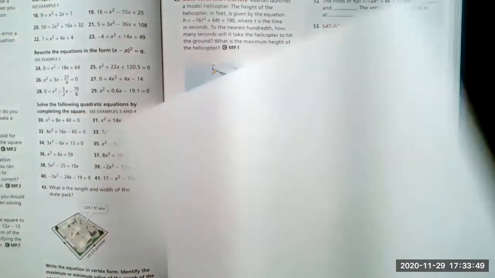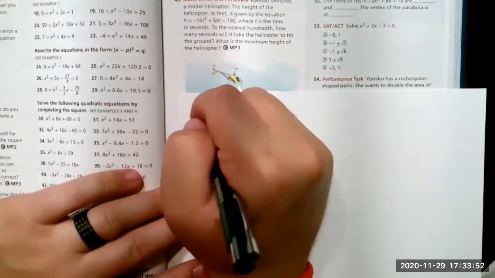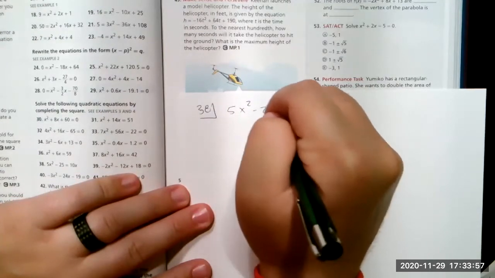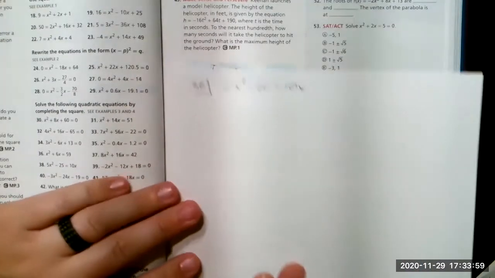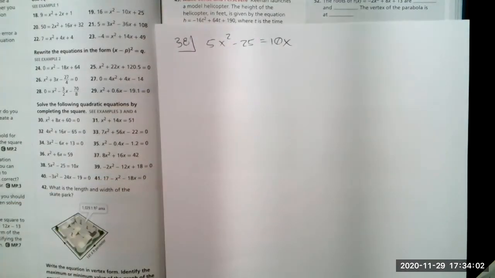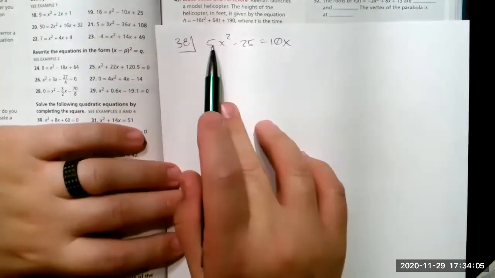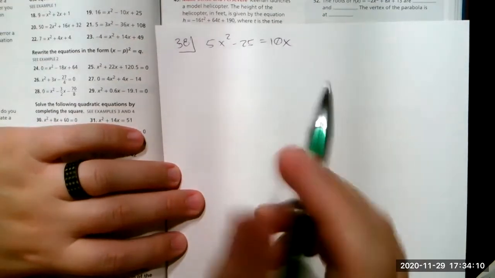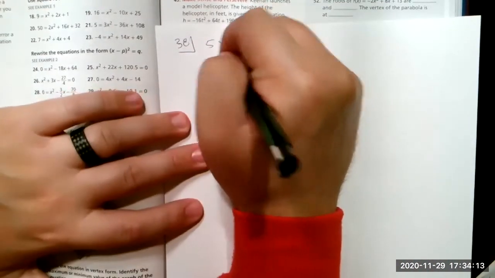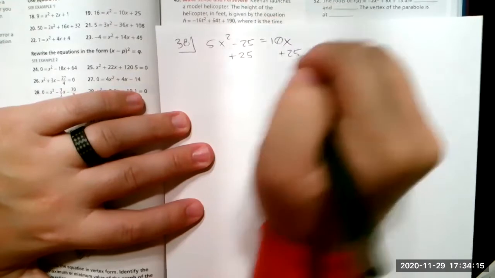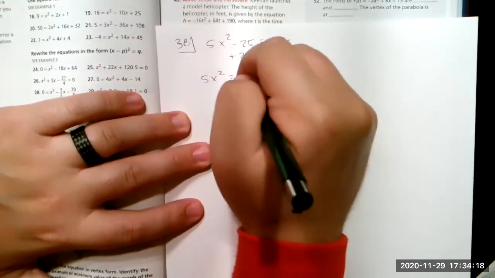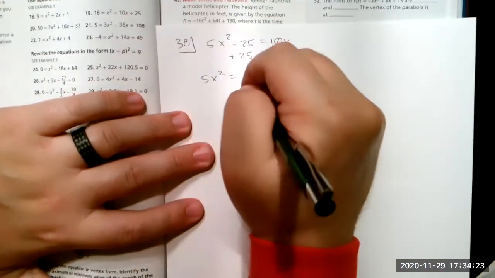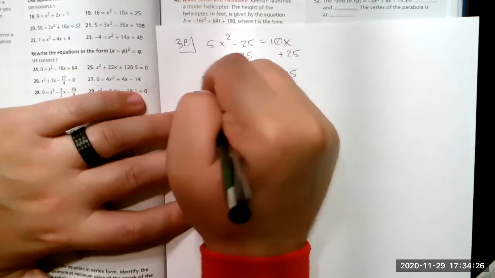So that was 36. Handful more to go, 38. 5x squared minus 25 equals 10x. They're kind of messing with you now. They're wanting to make sure that you understand what needs to go where. The thing is, I need my a and b term on one side, and I need this constant on the other. So I'm going to have to do a little bit of math to get this thing fixed. So I'll add 25 to both sides. And then because I have my b term on the right, I'll go ahead and subtract that from both sides.